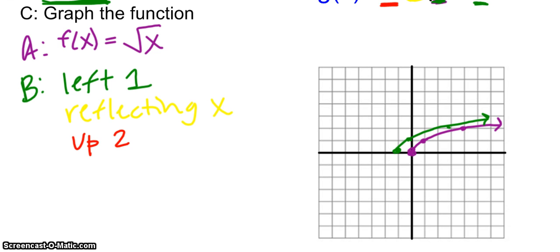After I move it to the left 1, I need to reflect it over the x-axis. Sorry, I keep saying y-axis. Then I want to take that whole graph and move each one of those points up 2. So this red one is our final product. We've taken the square root function, moved it to the left one, reflected it in the x-axis, and moved it up 2.